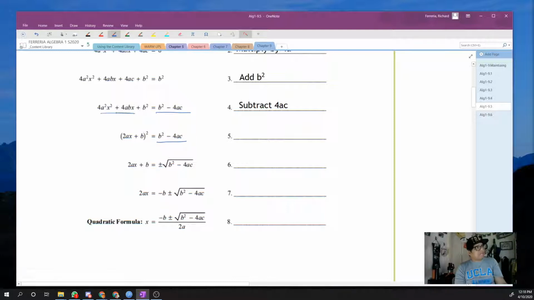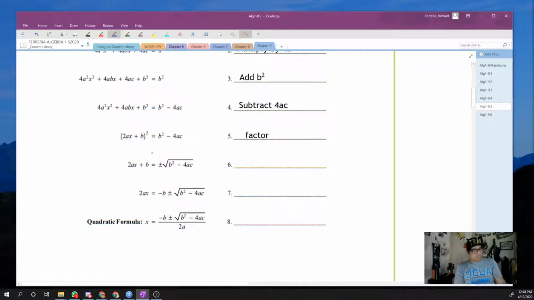But on the left side, there is a difference. No doubt you'll see the parentheses there, which is pretty much indicative that we factored. So is this a perfect square? Let me see. The square root of 4a squared x squared is 2ax. The square root of b squared is b. And this is 4abx, which is 2ax times b times 2. So yeah, this is just a factoring.